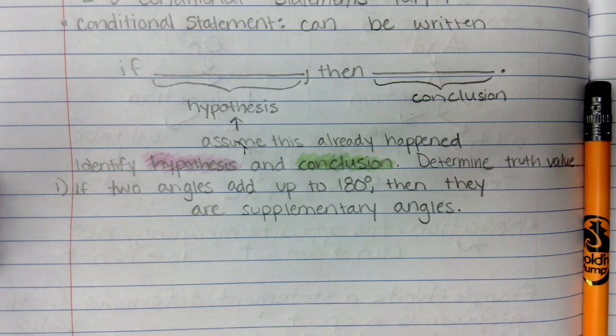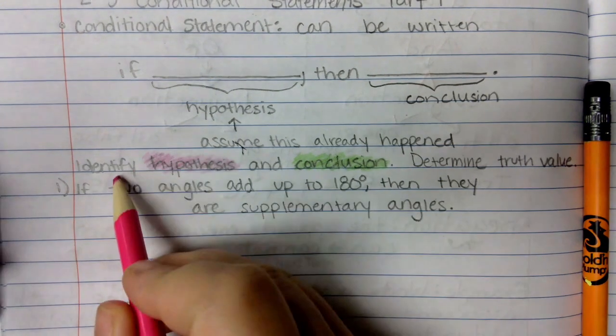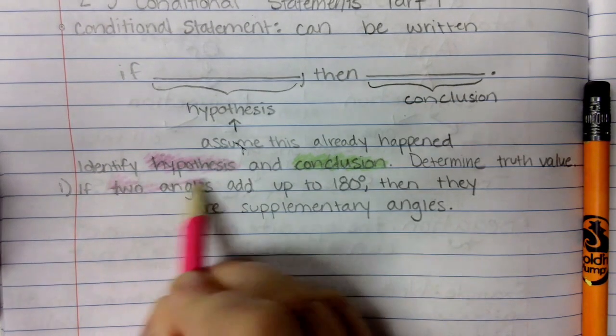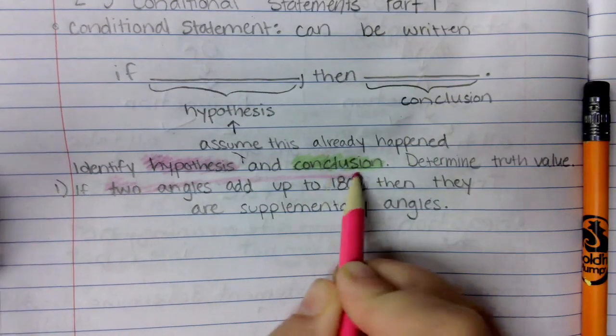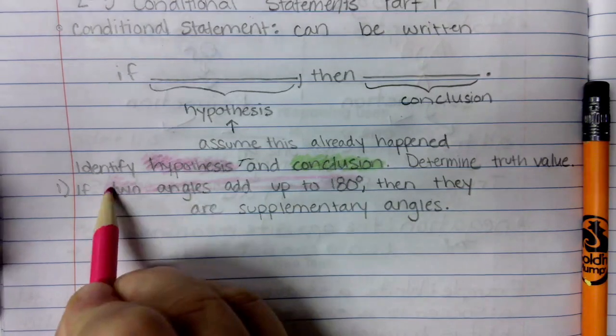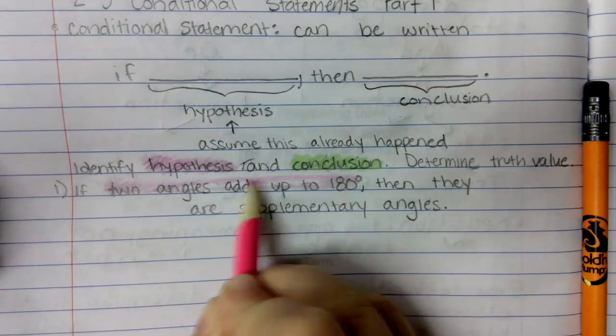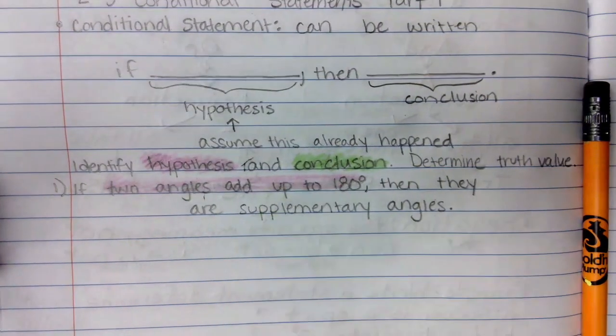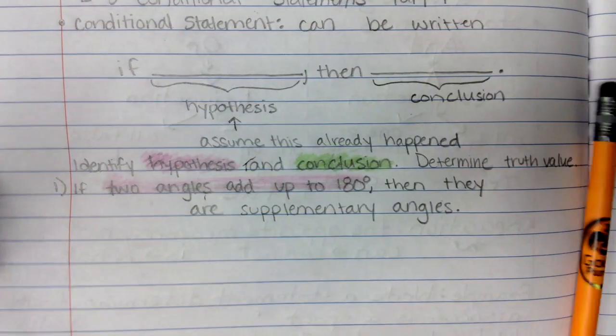Alright, so let's identify the hypothesis. What's our if part, our beginning part? Good, and when we do a hypothesis, we don't actually include that word if. So it's just the two angles add up to 180. If you don't want to use color, you could underline for hypothesis and for the conclusion, and just put an H next to that. That's my hypothesis.